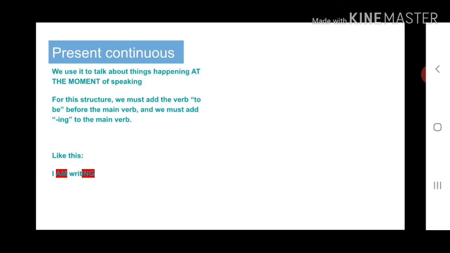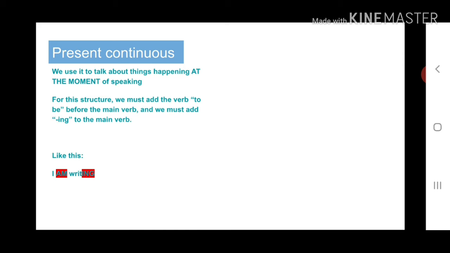Okay, here we have present continuous. We use it to talk about things that are happening at the moment of speaking. For this structure, we must add the verb to be before the main verb, and we must add ing to the main verb. So the sentence that I wrote is, I am writing.